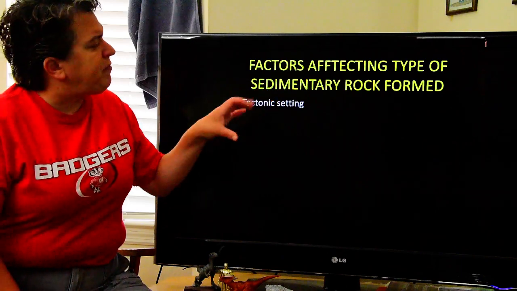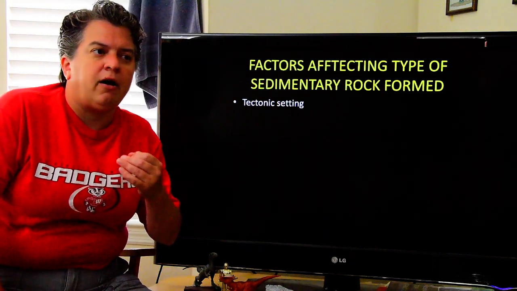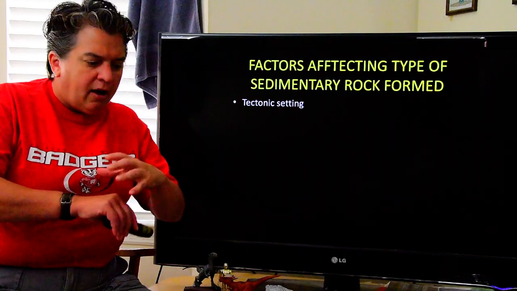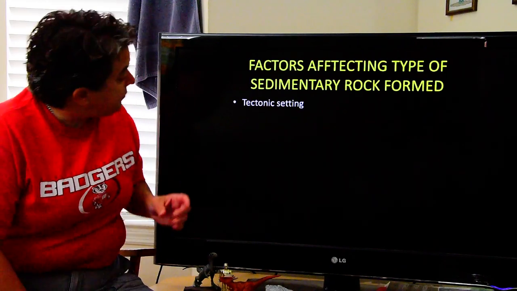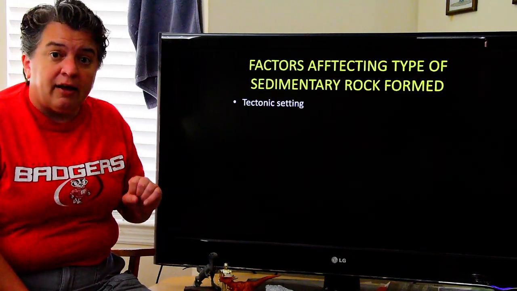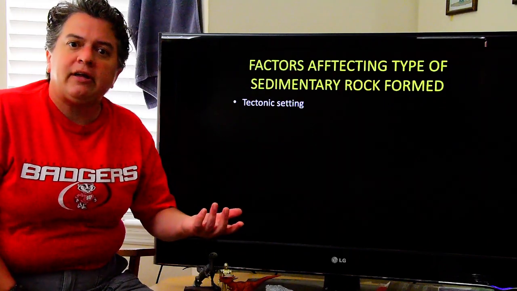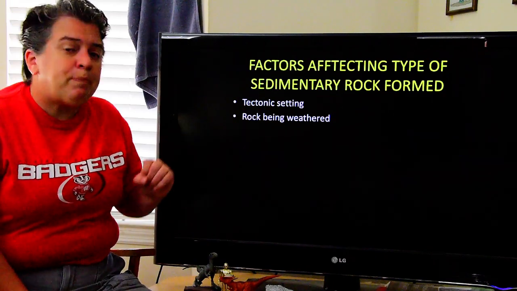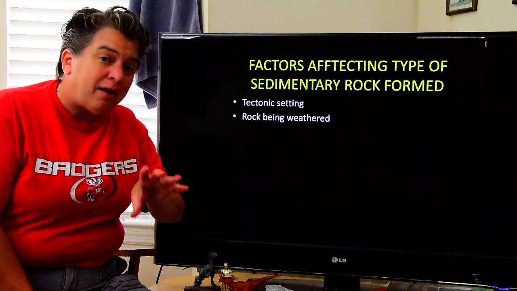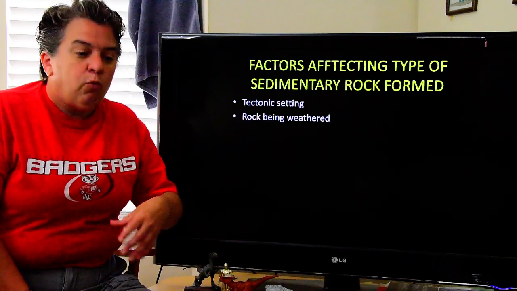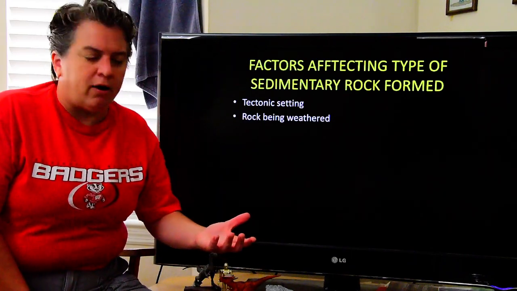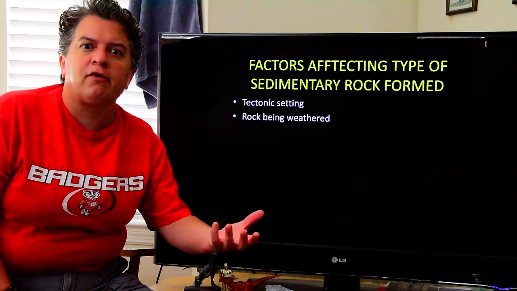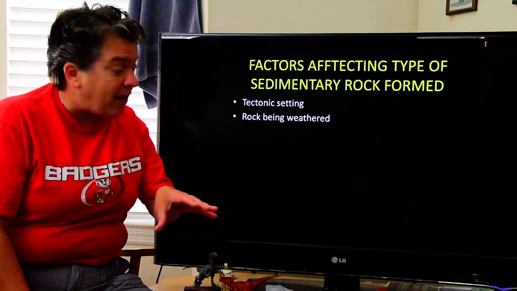So the type of sedimentary rock that's formed in a location is affected by many different aspects of geology. The tectonic setting can affect it. Are we near a mountain building event, or are we in a quiet area of a continent? What type of rock is being weathered? Remember, sedimentary rocks are made out of the weathered parts of older rocks. Well, what are those older rocks being weathered? Is it granite? Is it basalt? Is it other sedimentary rock? That's going to affect things.